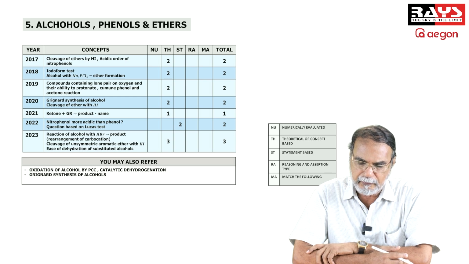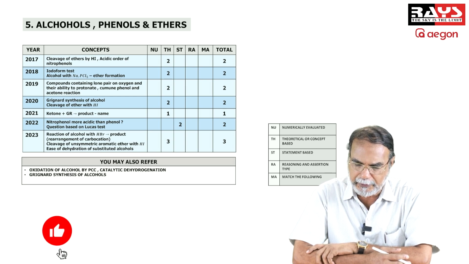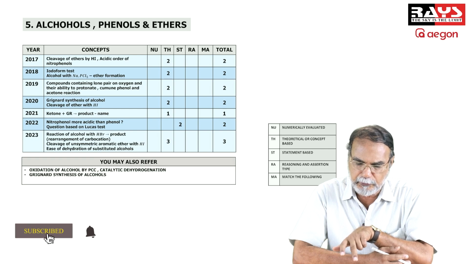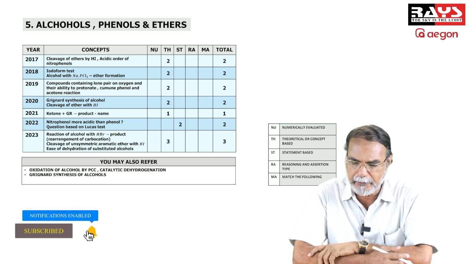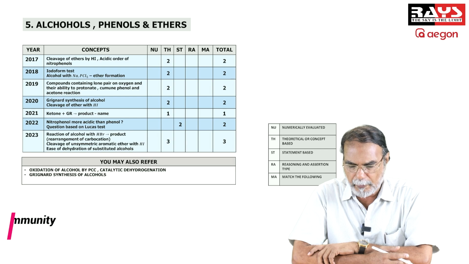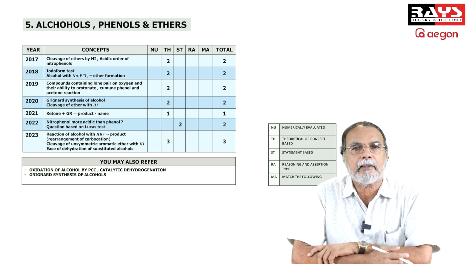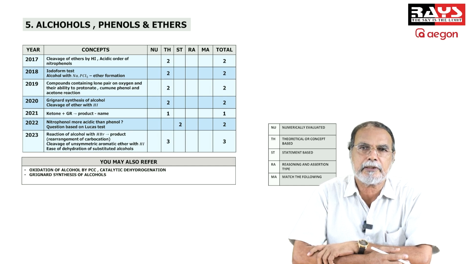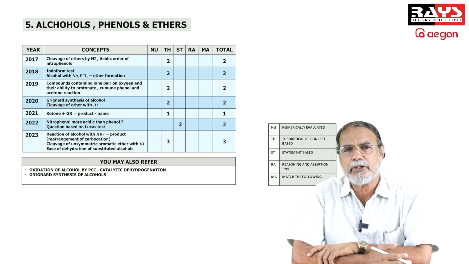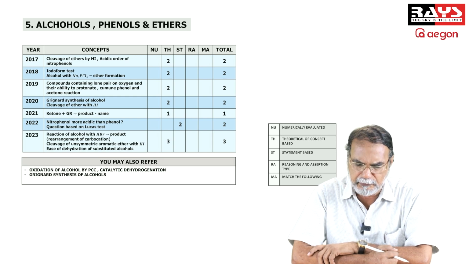And another question was a very standard question. The reaction of cumene, C-U-M-E-N-E, that is isopropyl benzene, with oxygen giving the hydroperoxide, which on cleavage gives phenol and acetone. A very important method for the preparation of phenol, and acetone is a valuable byproduct in this reaction. This has been asked so many times in the question papers, so it is a very important question.